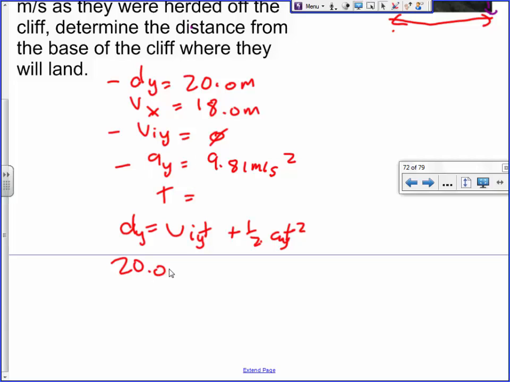They're going to fall 20 meters. They have no initial velocity in the y direction. Essentially, they're falling. And then we need 1/2 of 9.81.